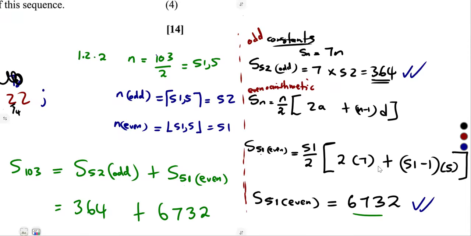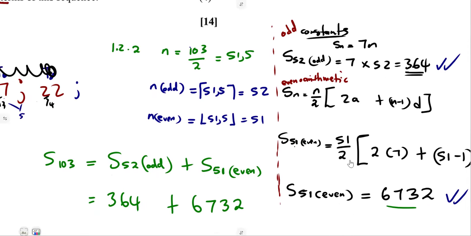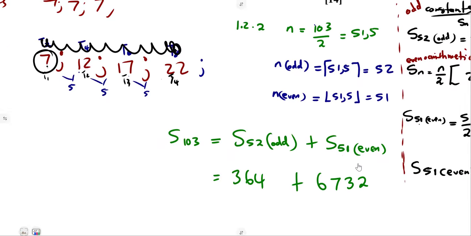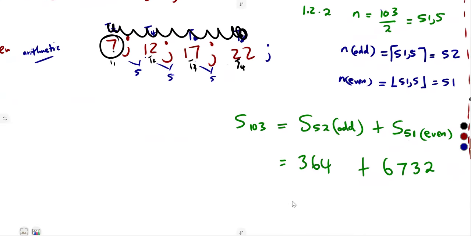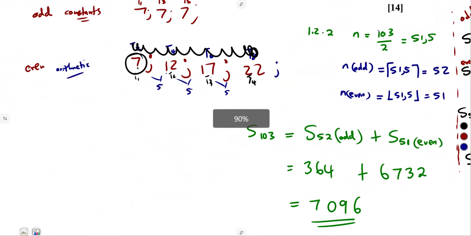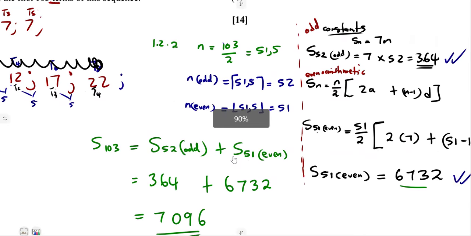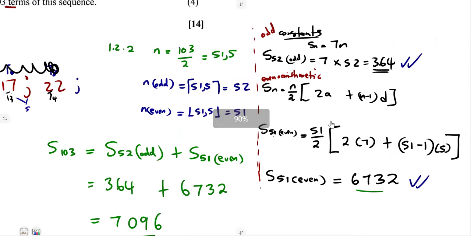6,700 and what? 32. So that was it. From there, we can obtain the sum of these 103 terms. So that was going to give us 7,000 and what? 96 as the sum of 103 terms combined together. It's a combined sequence. If you can be able to separate like this, you're done.